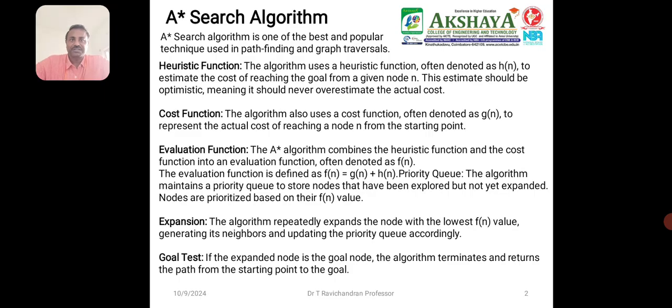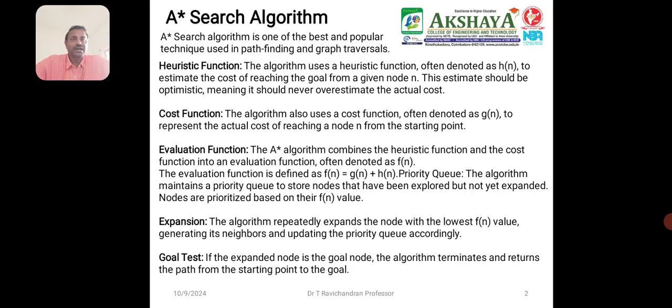The cost function. The algorithm also uses a cost function, denoted by g of n, to represent the actual cost of reaching the node n from the starting point. Evaluation function. The A-star algorithm combines the heuristic function and the cost function into an evaluation function, often denoted by f of n. The evaluation function is defined as f of n is equal to g of n plus h of n.